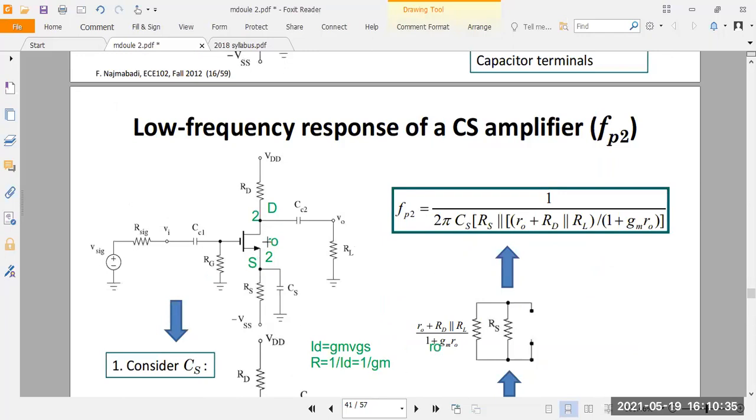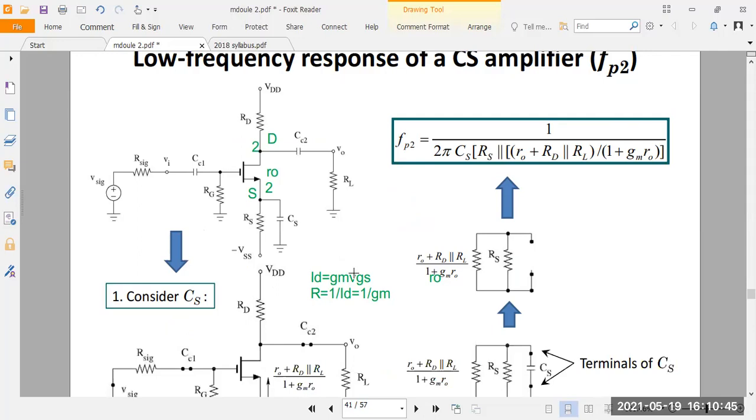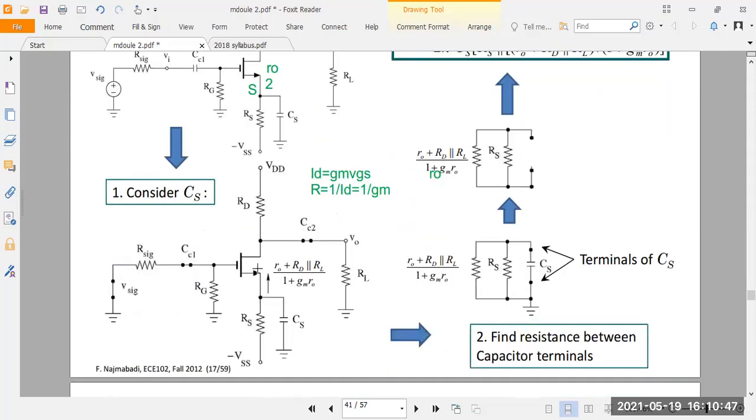Okay, R0 should be connected with the drain and source because this one is the channel resistance, the internal resistance. It is connected between source and drain. To find the total resistance, you have to include R0, RS, then RD, because R0 is connected to RD also. So when you come to this second pole, you have to include R0, RD.